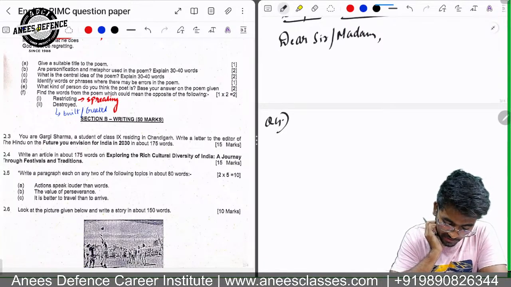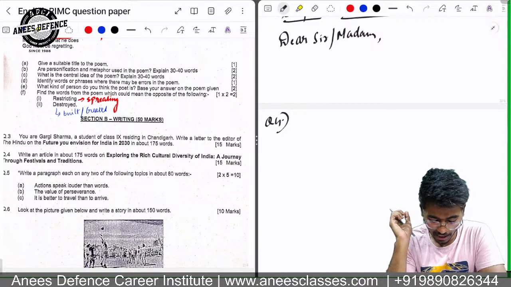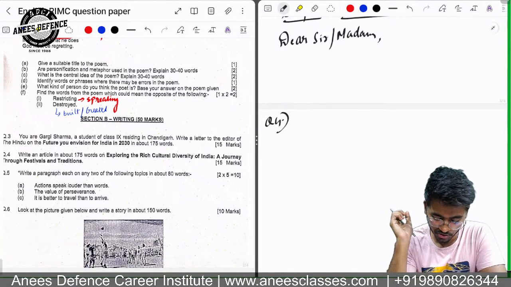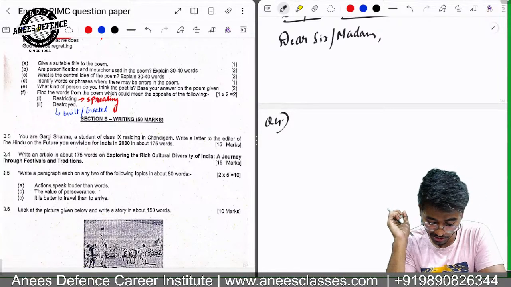Write an article of about 175 words on exploring the rich cultural diversity of India, a journey through festivals and traditions. Okay, you have to write an article in 175 words on exploring the rich cultural diversity of India. Now, what do we understand by the rich cultural diversity of India? A journey through festivals and traditions.